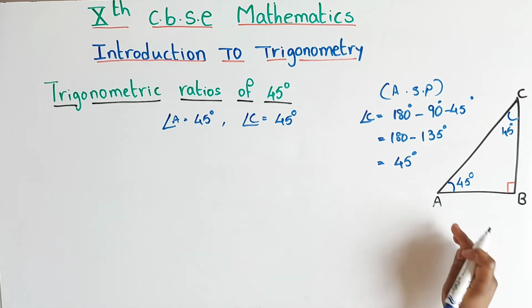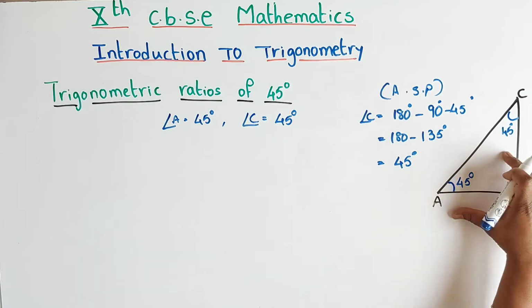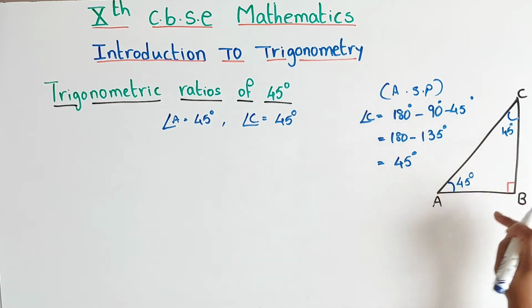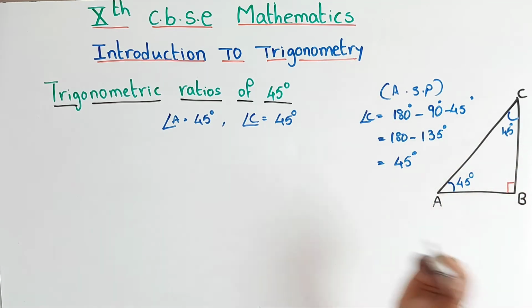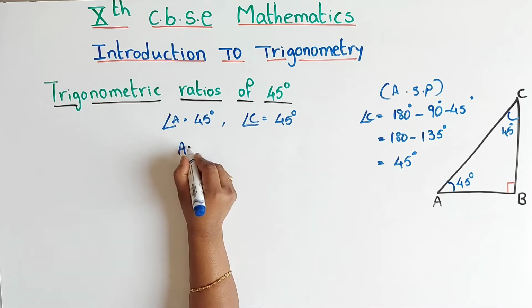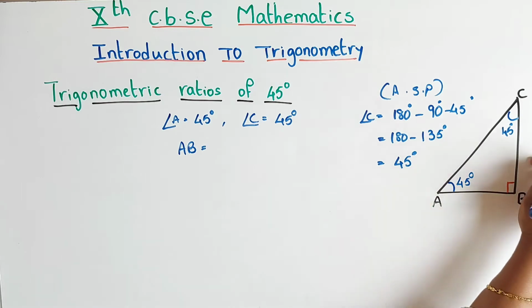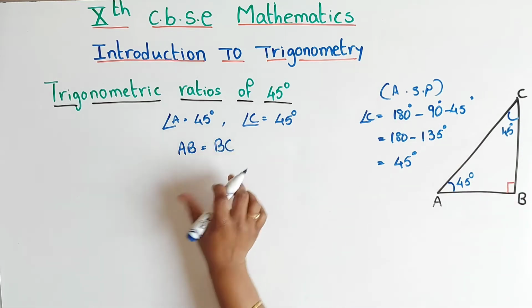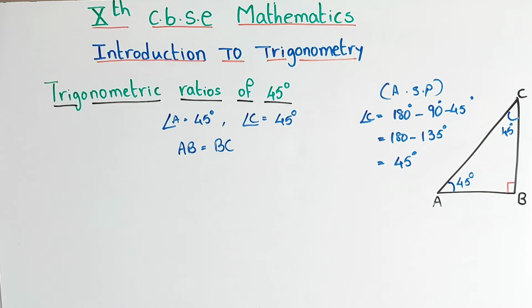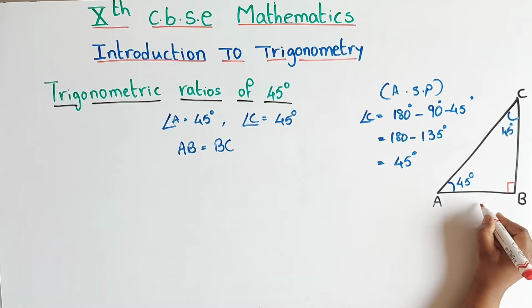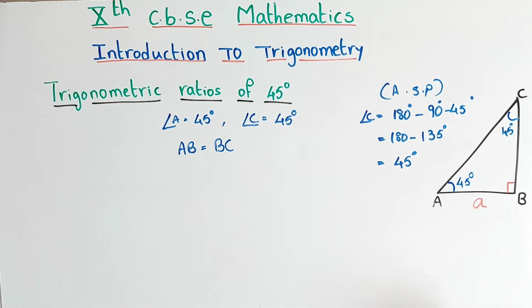Correct children? So angle A and angle C, both the angles are equal. In a triangle, if two angles are equal, then the opposite sides are also equal. So I can write AB equal to BC. Let us take AB equal to a. So AB is a, which means BC is also a. Correct children? So this is a here.